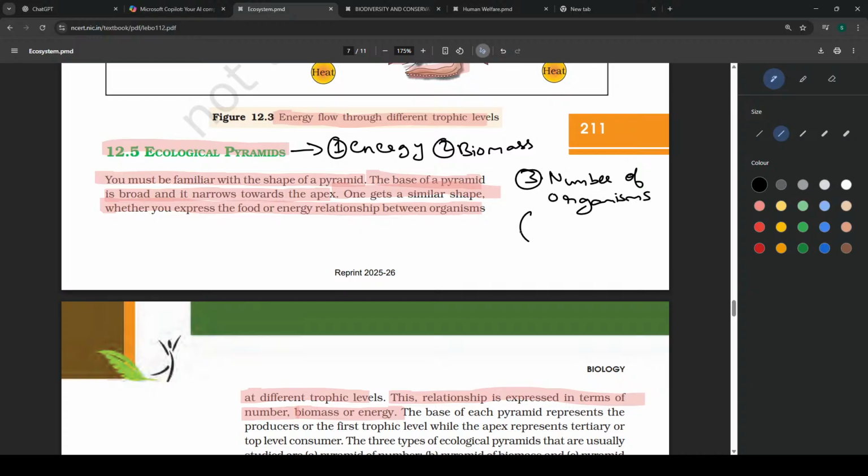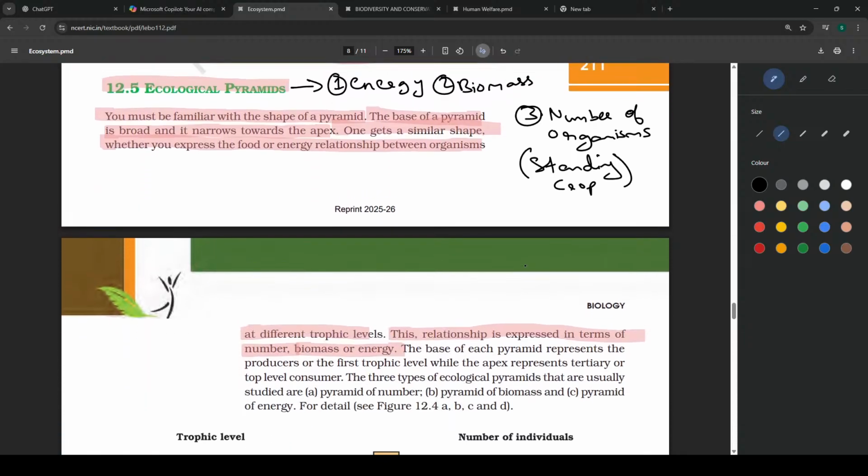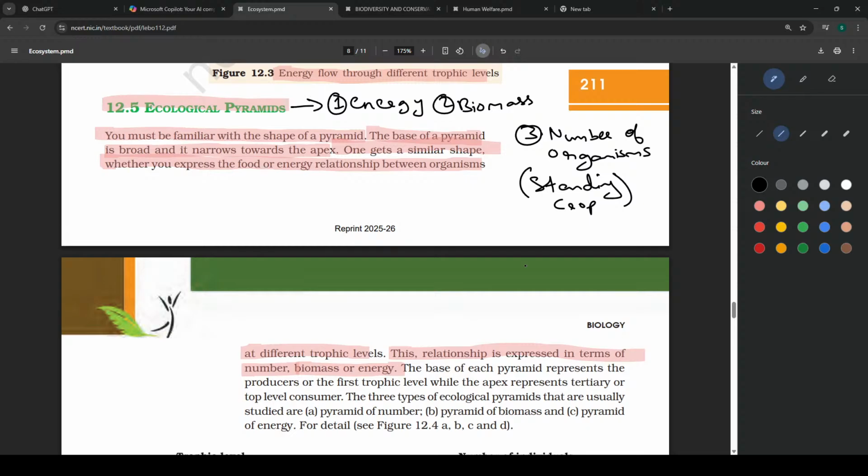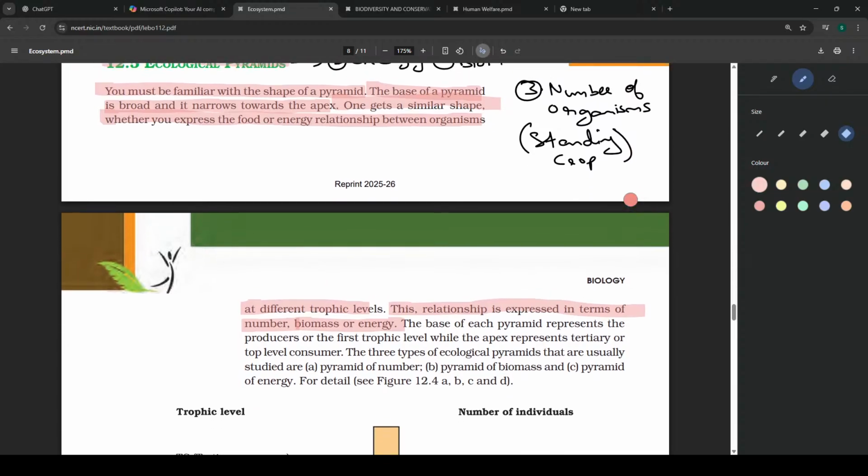This is the standing crop, meaning at a specific period of time. The number of organisms at a specific period of time is called a standing crop. Like I gave an example of today morning 10 a.m., how many plants in a specific location. That kind.